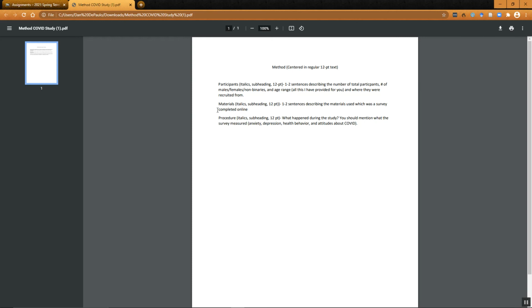Center it, 12-point font, and then skip a line, skip 2 lines if you want. And then participants, flush left, so don't indent it, flush left margin, 1-inch margin. Italics, 12-point font. And then 1 to 2 sentences describing your participants.